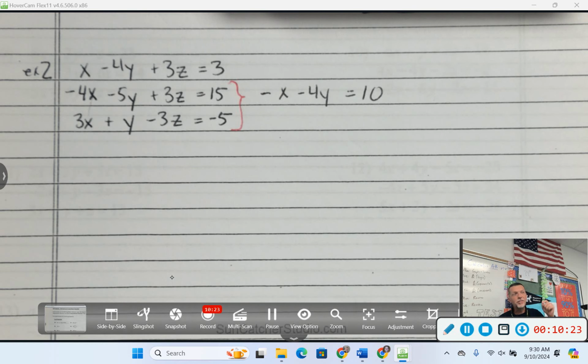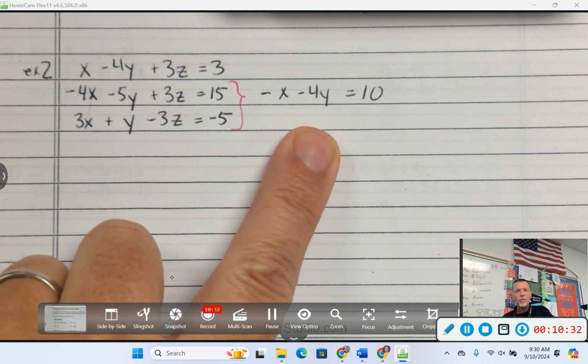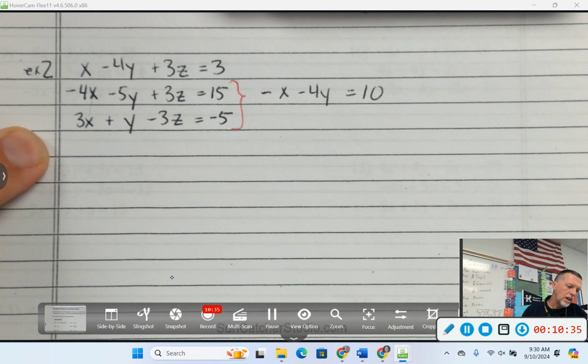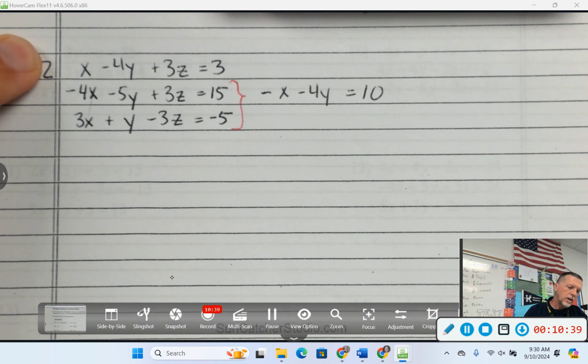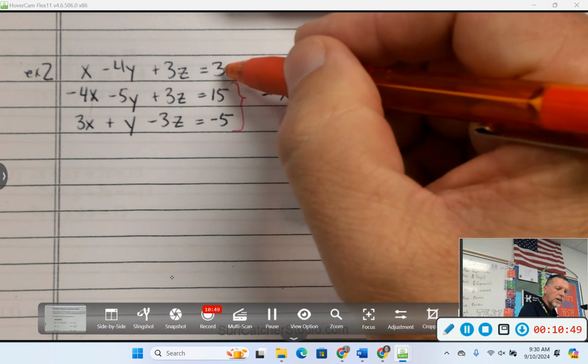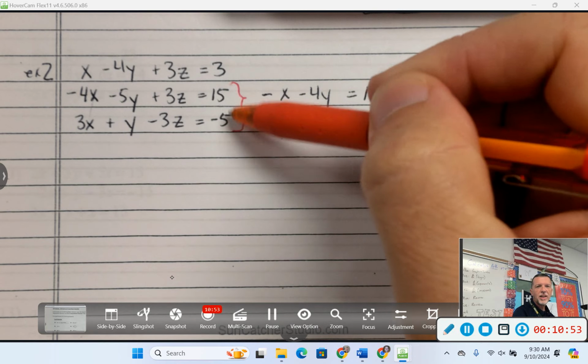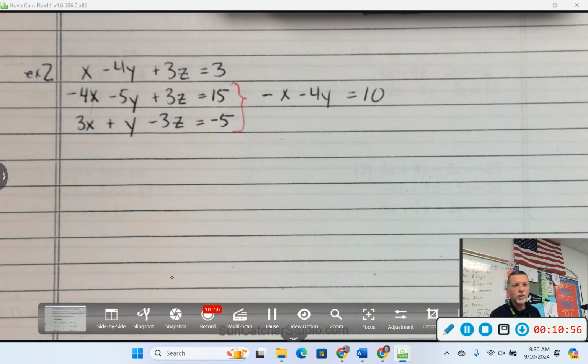Alright, now I need to use a different pair to come up with my second equation. If you use the same pair, then obviously you're going to get the same equation. That's not going to be helpful. So I used 2 and 3. I don't want to do that again. I've got to use 1 now. Which one should I pair 1 with? Should I use it with equation 2 or equation 3? I would say 3. It doesn't matter. You could do either one.